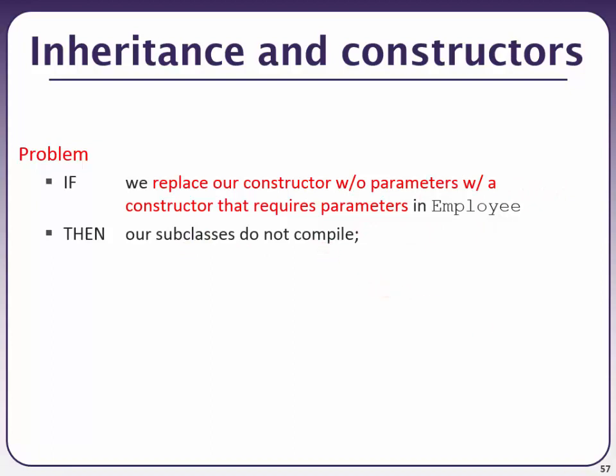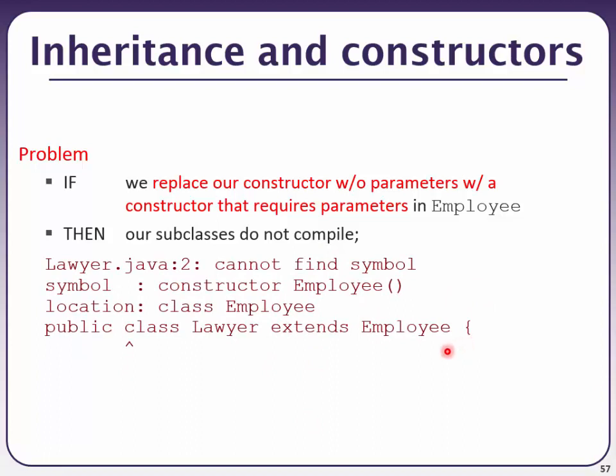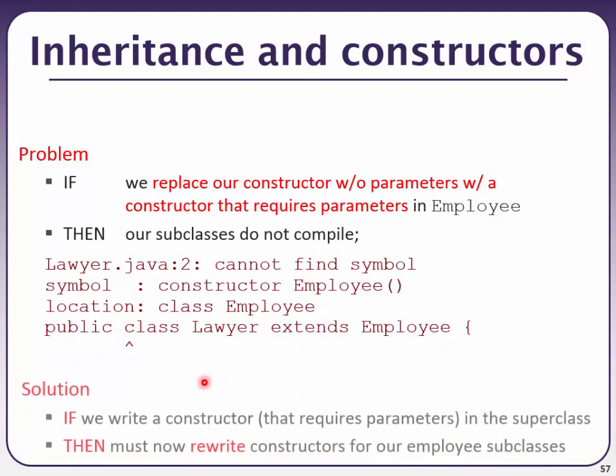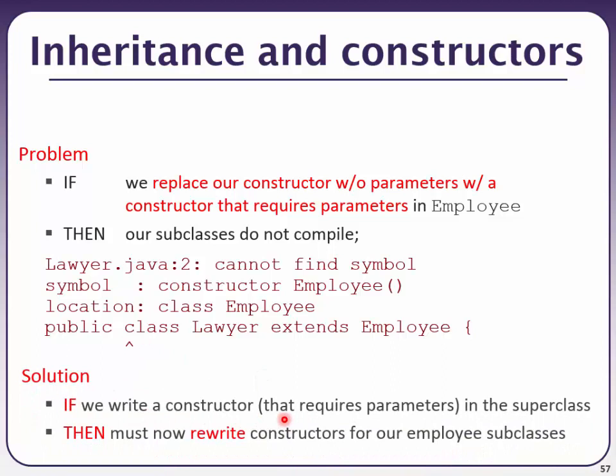Why? So first, this is a message that you're going to get, okay? So why isn't it working? What can we do to fix that? Well, let's start with the solution. The solution is that if we write a constructor that requires a parameter in the superclass and replace the one that didn't require any parameter with that new constructor, then we must rewrite all the constructors in all of our Employee subclasses, okay? We need to make them accept a parameter also, and then they call the superclass constructor with that parameter.